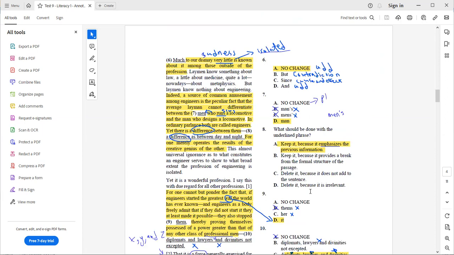Marcia Ziad again, number 6. This is transition. To our dismay, very little is known about it among those outside of the profession. Like if we will eliminate from the choices. Elimination, we have to start first with knowing the function of each word. We'll see every choice and then we will eliminate. So much is going to be for addition, and contradiction, and since for cause and effect, and for addition.